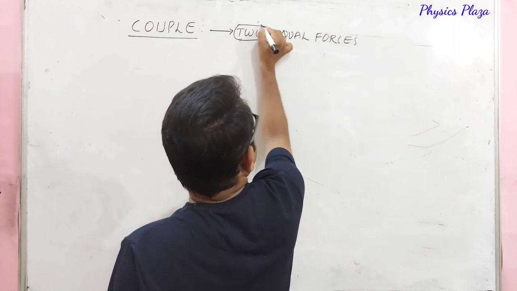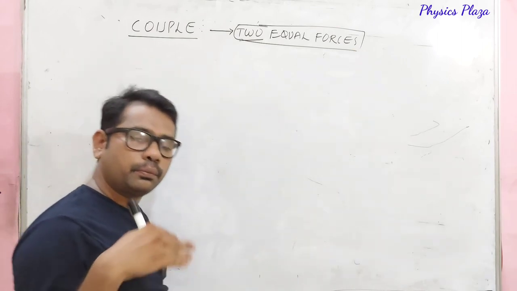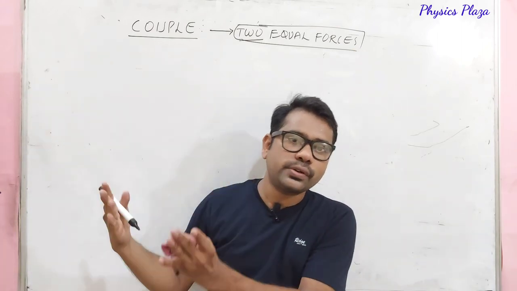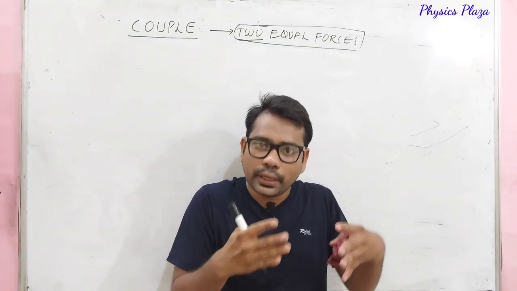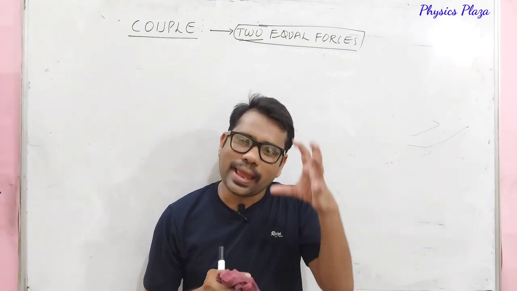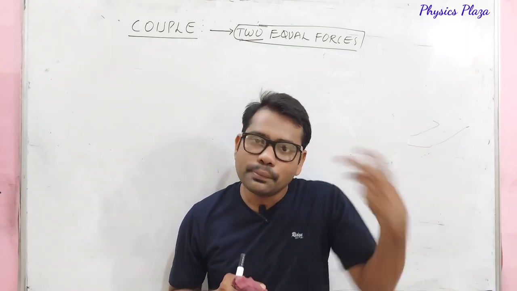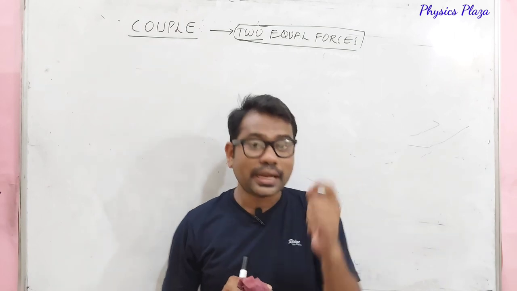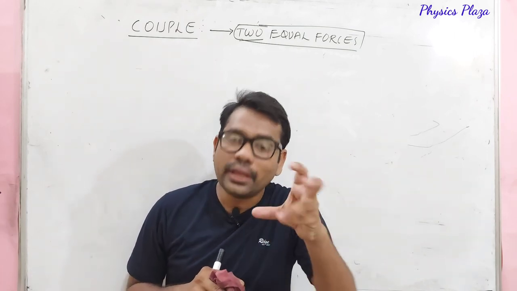Two equal forces. Here the question is: can any two equal forces which are acting on a body, for example a body which is pivoted, produce a couple, dear children? Let us see whether they can or cannot, and under what condition you can say that the two equal forces acting on the body form a couple.